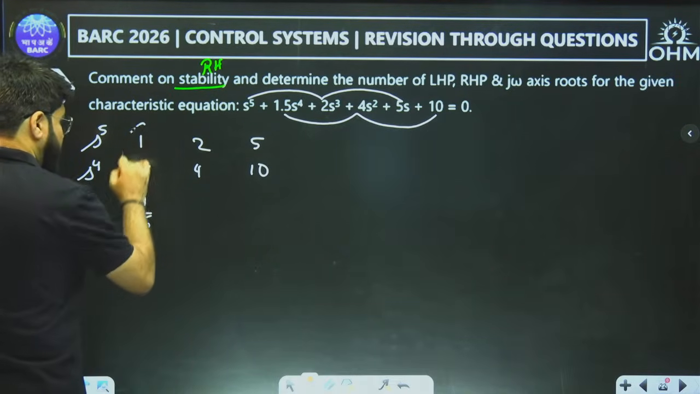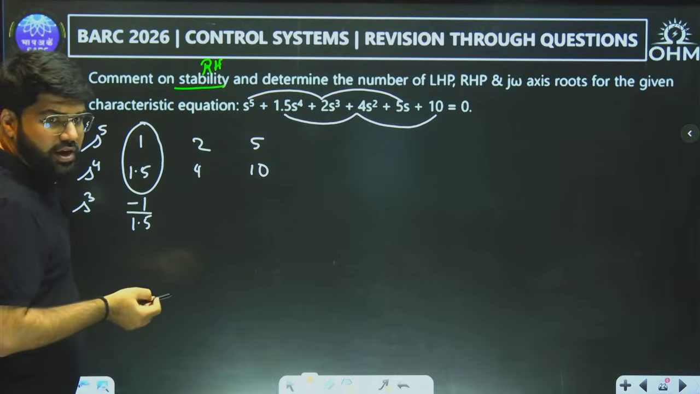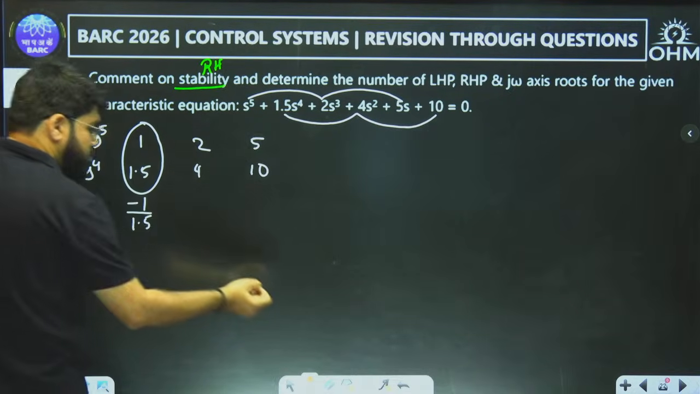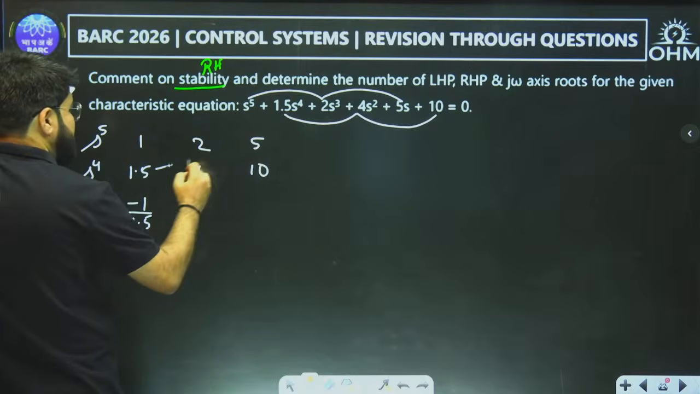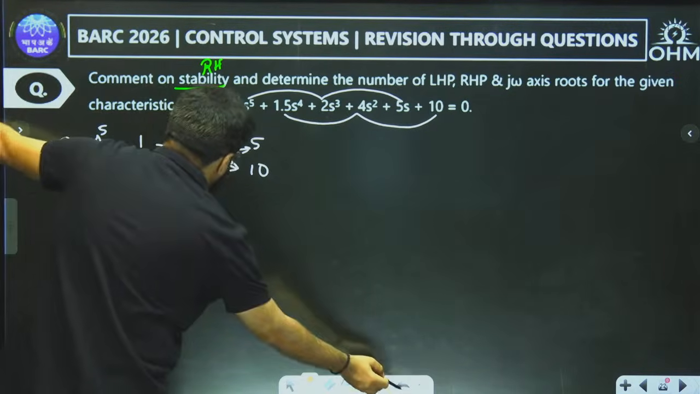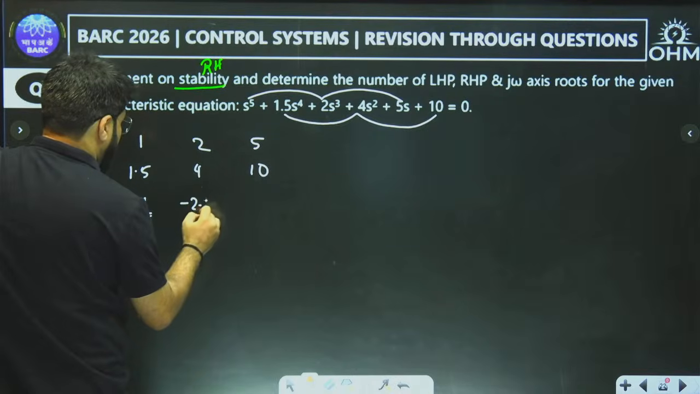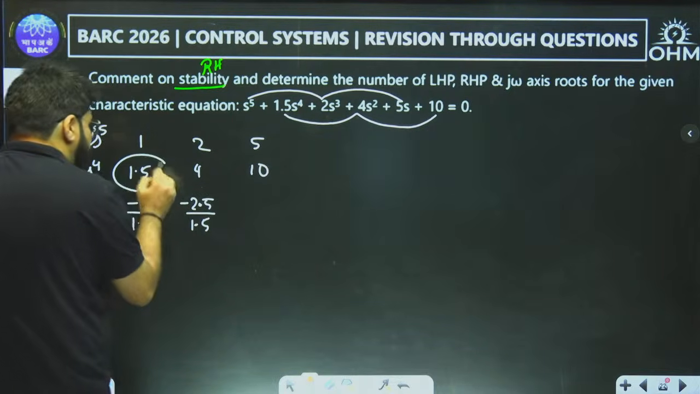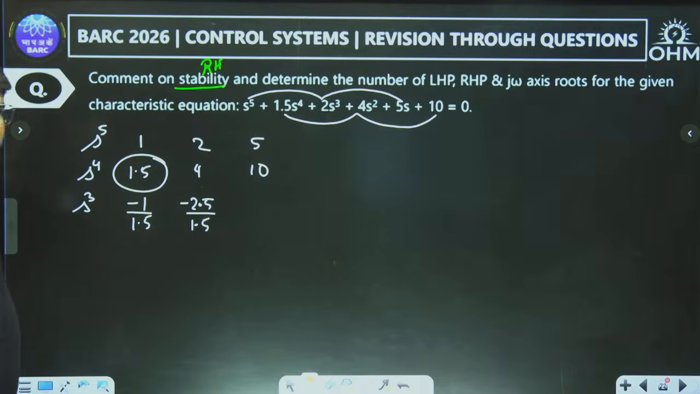Next, you remember Routh-Hurwitz: the first column will remain the same and the second column you choose as the next one. So for cross multiplication, 1.5 into 5 is 7.5, minus 10, gives minus 2.5, divided by, always, the first element of the row above.